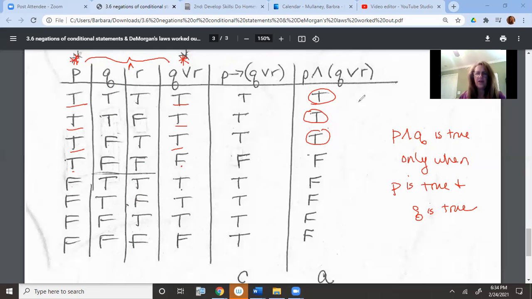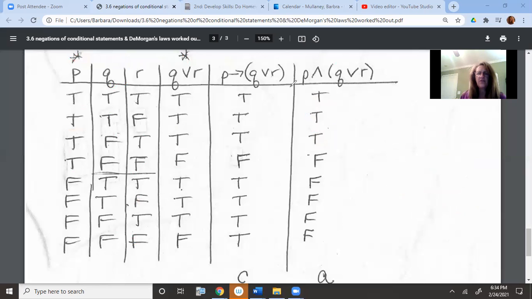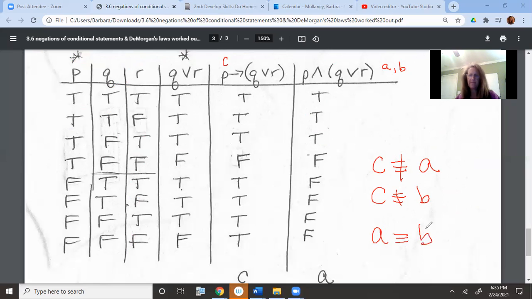Now what we need to do is compare the two columns. This is my C, and this is A and B. And it looks like they're the same until we get down to this row. And therefore, we cannot say that C is equivalent to A, and C is not equivalent to B as well. The only thing we can say about those three statements is that A is equivalent to B.